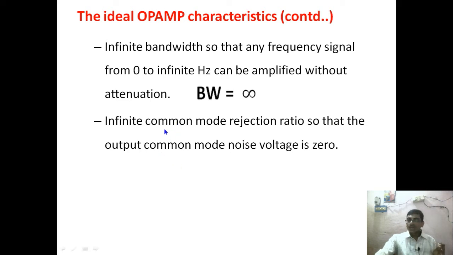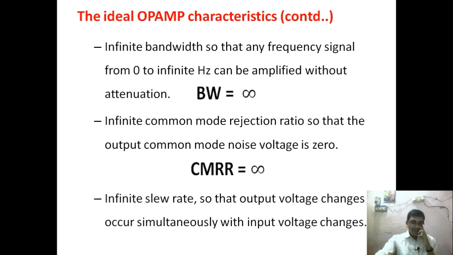And infinite common mode rejection ratio. We already know the common mode rejection ratio is the ability of a differential amplifier to eliminate the common signal. In practice the CMRR must be very high. In the ideal case, the CMRR must be infinite. And the infinite slew rate.